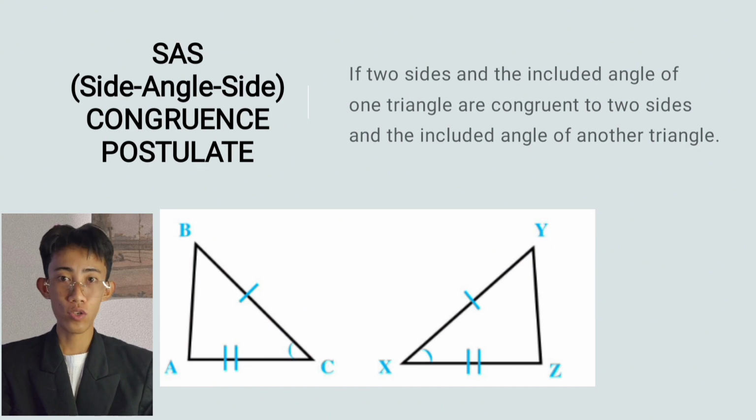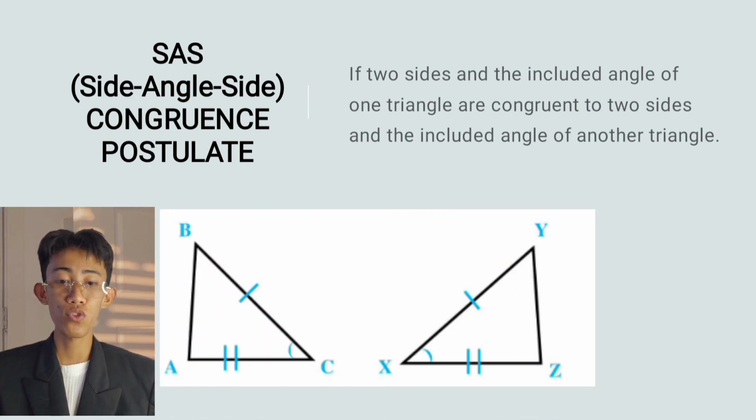The side-angle-side congruence postulate means that if two sides and the included angle of one triangle are congruent to two sides and the included angle of another triangle, then the two triangles are congruent by the side-angle-side congruence postulate.